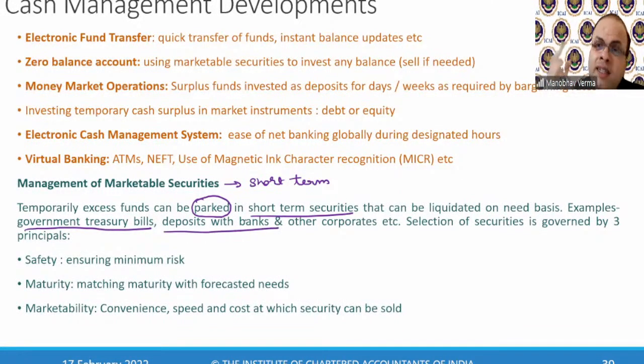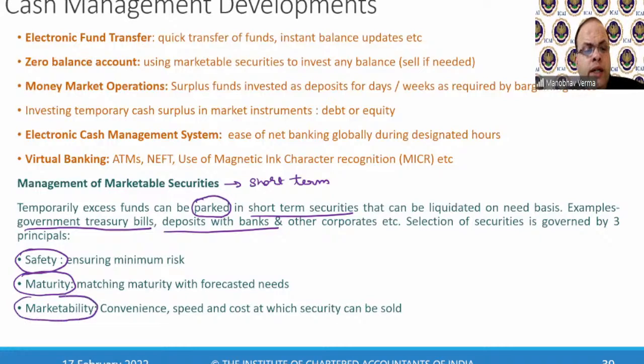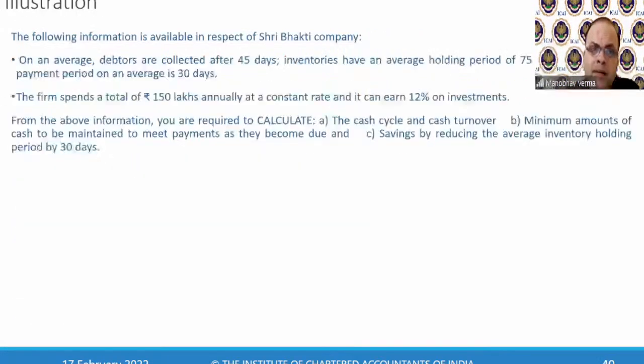Like I said, the treasury department negotiates the interest rate and all. And of course, the idea is that you are focusing on safety. You are talking about maturity because you don't want to end up blocking your funds for a longer term. And you also ensure liquidity or marketability, that means how quickly the funds can be arranged if required. So all these three principles are important in managing marketable securities. So let's have a quick check on an example here.